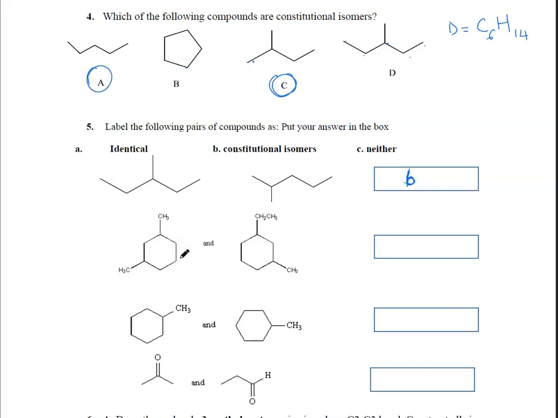The next one, if you look, they are two different compounds, right? See, we have a CH3 here and a CH3, but here we have CH2, CH3. So the answer here should be C, which is neither. The next one again is just the same compound. So this is 1-methyl cyclohexane. This is also 1-methyl cyclohexane. So it should be A here.